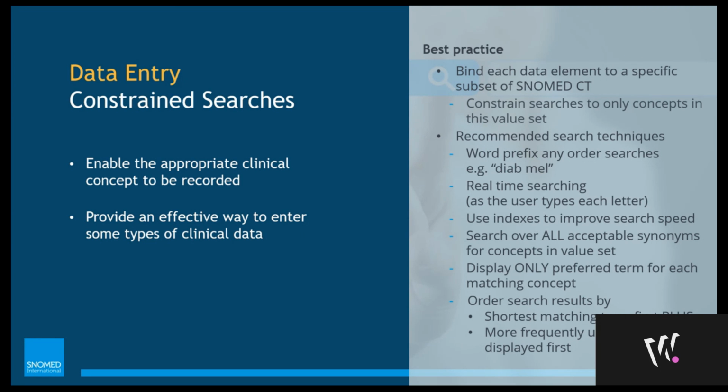Specific recommended search techniques include using word prefix any order searches, which is where you allow results to match a different order of the search strings, and real-time searching, where results are displayed as the user types each letter. Indexes should also be applied to improve search speed, and searches should be performed over all acceptable synonyms for concepts in the value set. Regarding the display of search results, only display the preferred term for each matching concept, and order the search results rationally by shortest matching term first and according to frequency of use.